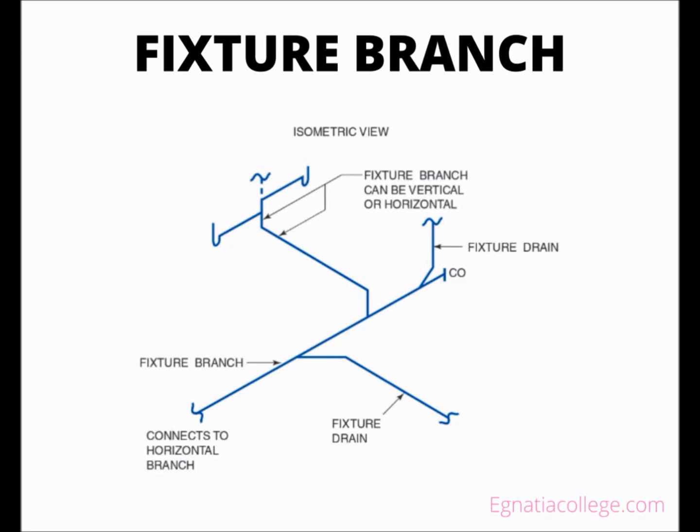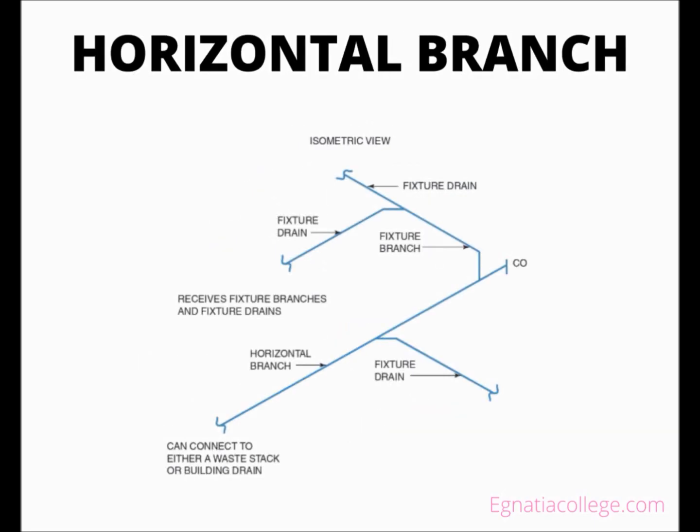Horizontal branch. As its name indicates, the horizontal branch is a drain pipe that is connected horizontally to a major segment of a DWV system. It can be connected either to a waste stack or to a building drain. It connects 2 or more fixture drains or a fixture branch to a main segment of a DWV system. Its size is based on the total load of all the fixtures it serves. Some codes allow a maximum of 2 toilets on a 3-inch horizontal branch, but some codes allow more.